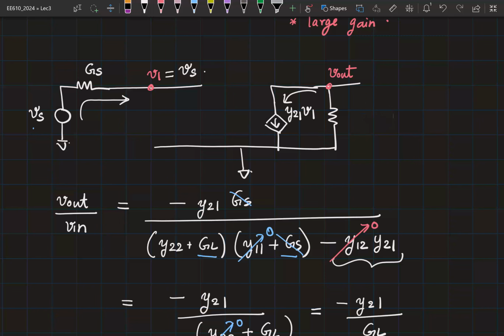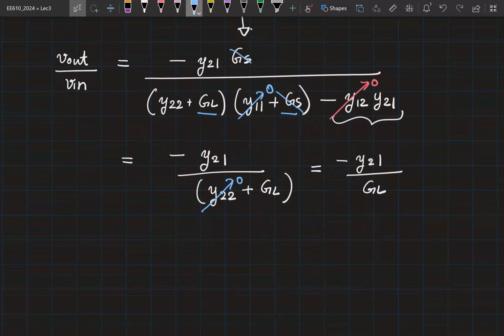Now, instead, if I had two resistors there, let's say I had y22 and I had a separate GL, the current that is being provided by this y21 V1 is going to split between y22 and GL. So, the current flowing into the load is going to reduce, which means that the power being delivered to the load is also going to reduce. Right? So, by removing y22, we have sorted out that problem. Maximum current is now getting delivered into your load resistance.